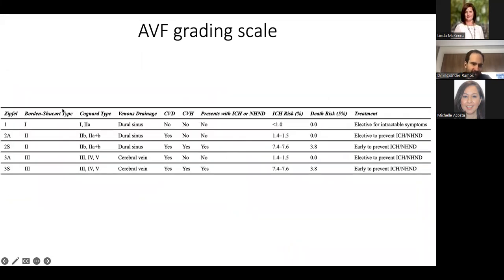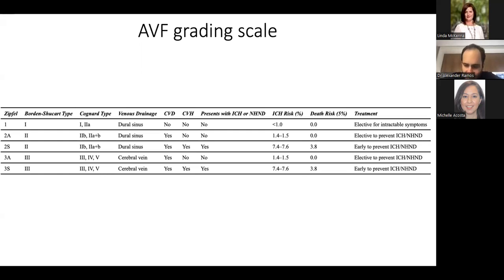And as you would expect, kind of a Borden type 1, sorry, this is a little bit of a busy chart, but the Borden type 1 have an extremely low risk of rupturing, less than 1%. So essentially 0 and a 0% death risk. The Borden type 3s are extremely high risk for rupture. And if they've ruptured once before, there's even higher risk that they'll rupture again. So we typically recommend treatment for Borden type 3, no matter what the symptoms are.